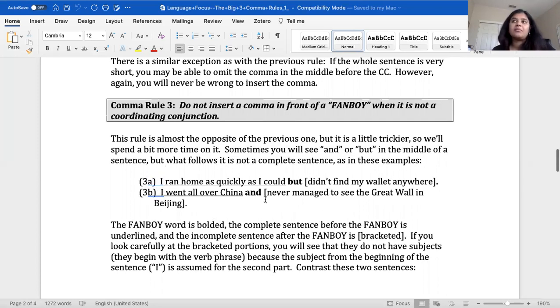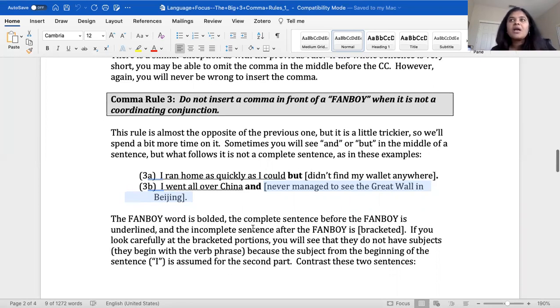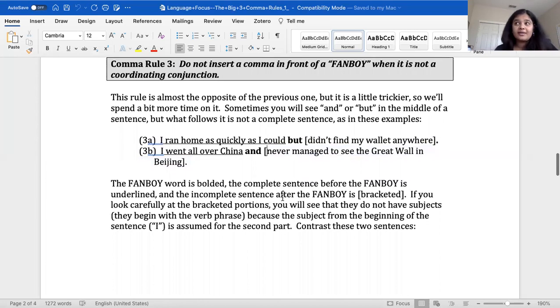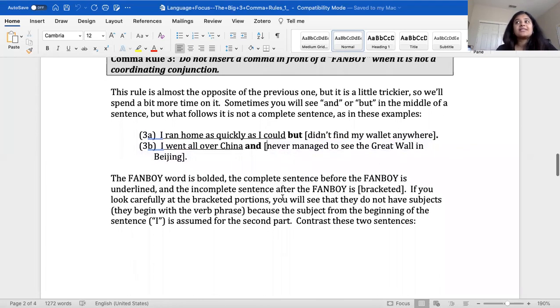Do not put a comma here, because the part that is following the coordinating conjunction is not a complete sentence. I went all over China, a complete sentence. Never managed to see the Great Wall in Beijing, not a complete sentence. So you will not put a comma before. The fanboy word is bolded and the complete sentence before the fanboy is underlined. And the incomplete sentence is bracketed. So the part that's bracketed is not a complete sentence.